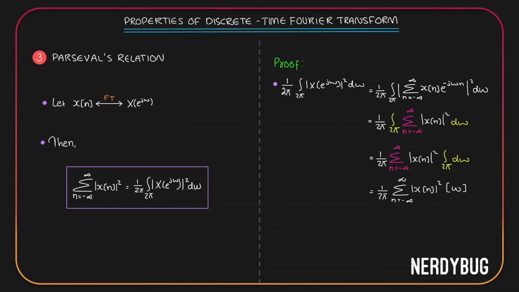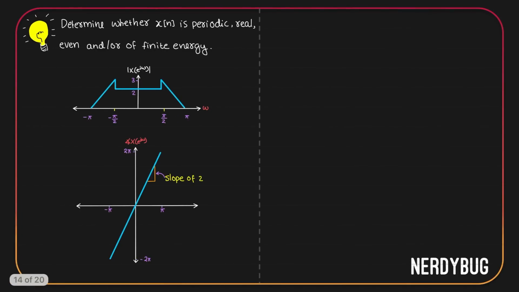Limit can be any period of 2 pi. Let us take it from 0 to 2 pi. Then this will become 1 by 2 pi summation from n equals minus infinity to infinity magnitude of x of n squared. Giving the limits, that becomes 2 pi minus 0. Now 2 pi over here and 2 pi over here can be cancelled. So we get summation from n equals minus infinity to infinity magnitude of x of n whole square, which is our LHS.